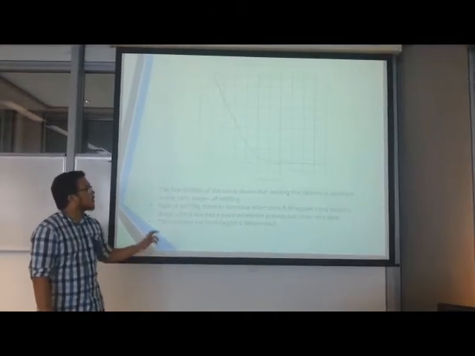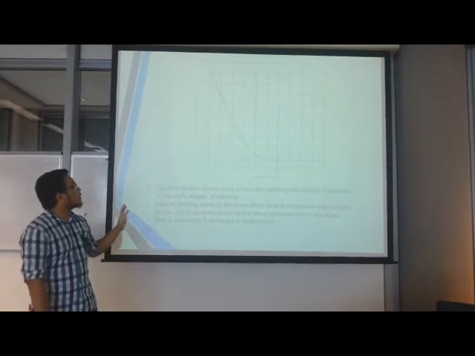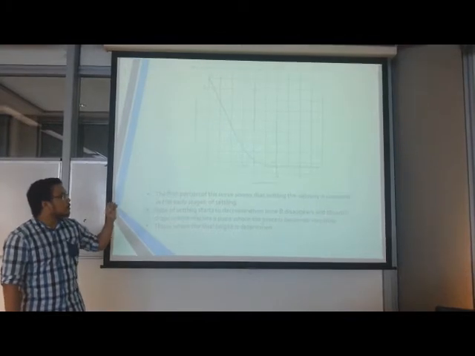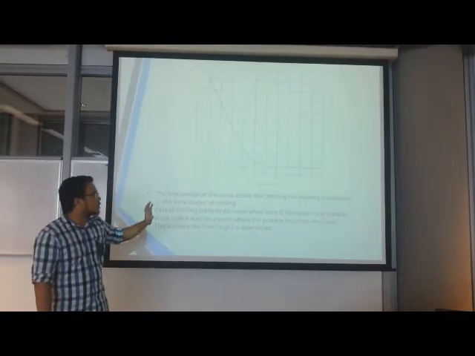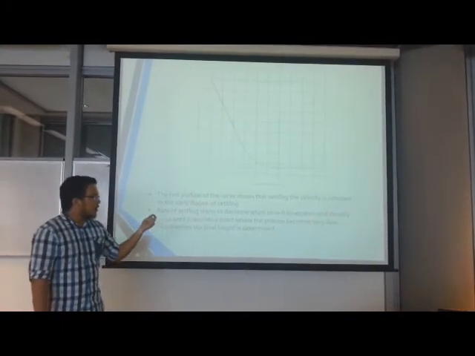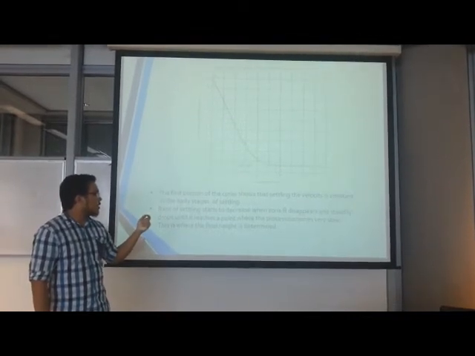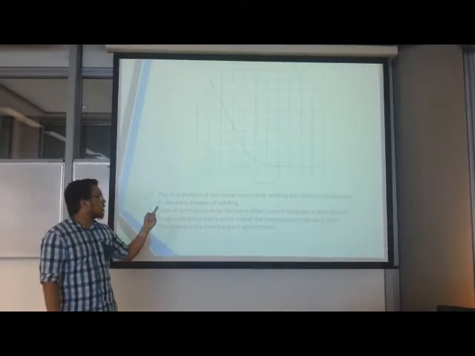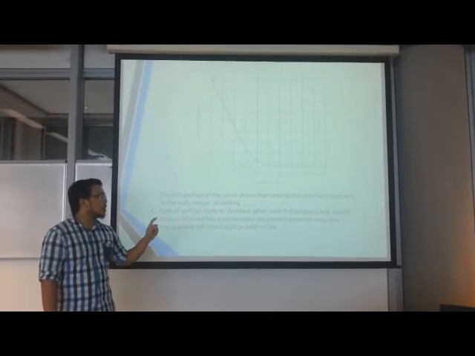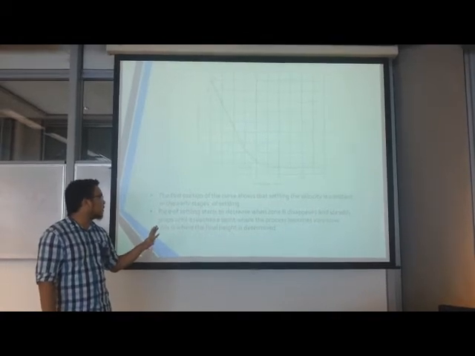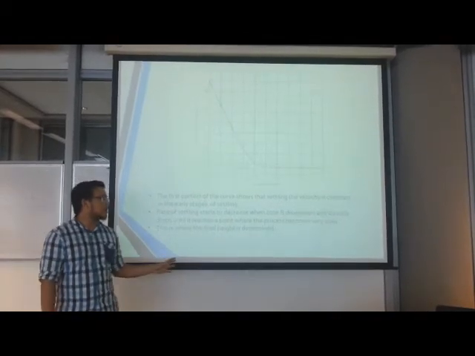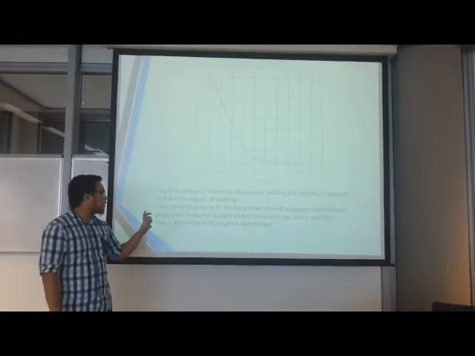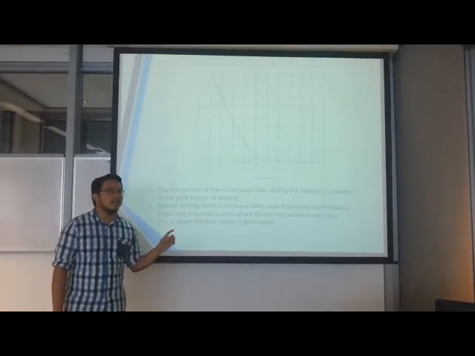So, this is the graph of liquid interface height against settling time. As you can see in the first portion of the curve, the settling velocity is constant in the early stages of settling, and then the rate of settling starts to decrease when zone B starts to disappear, and steadily from that point it drops until it reaches a point where the process becomes very slow. And when it becomes very slow, this is where the final height is determined.